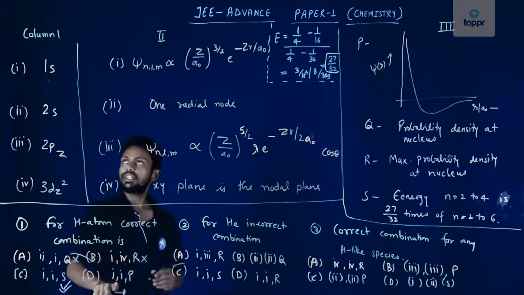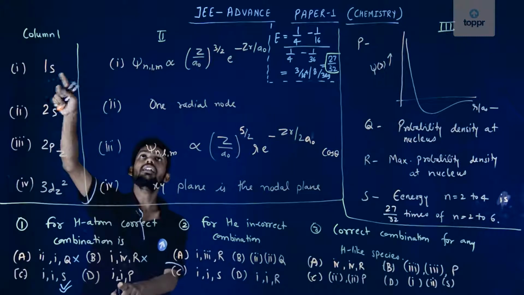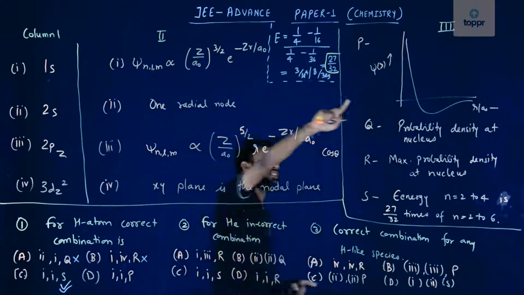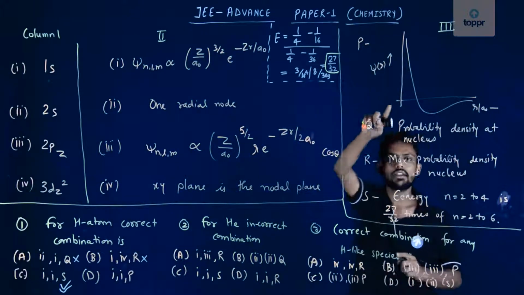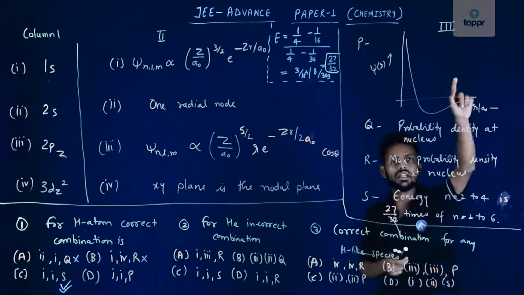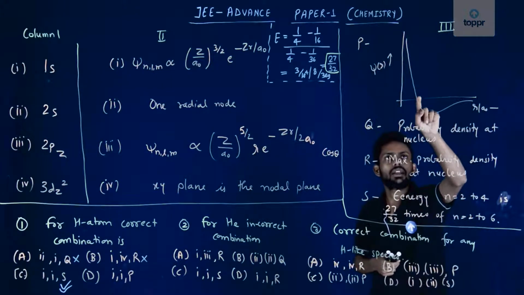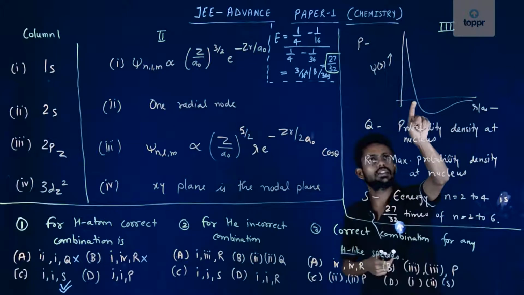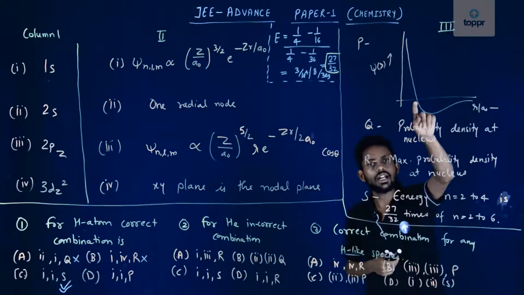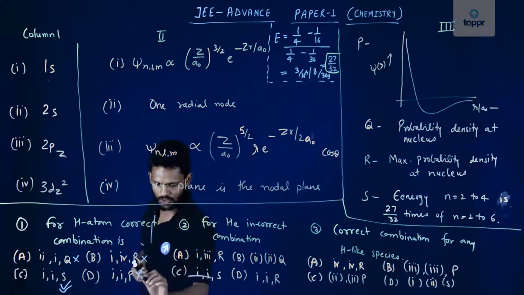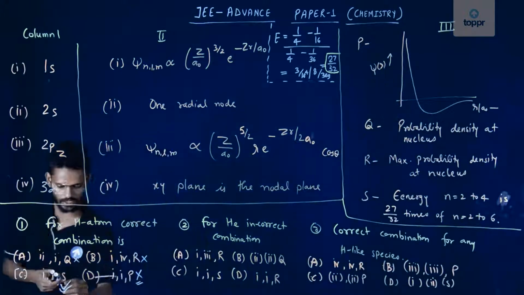If you move to option D, that is 1, the 1s orbital, and the wave function of the 1s orbital, it is correct. After this, it is given P, and that is incorrect. For the 1s orbital, this cannot be the plot, because it is showing a nodal plane here. Whenever it is crossing this axis, psi is crossing 0, that means you have a nodal plane, and you don't have a nodal plane in the 1s orbital. So this option is again incorrect. So what is going to be the correct option?